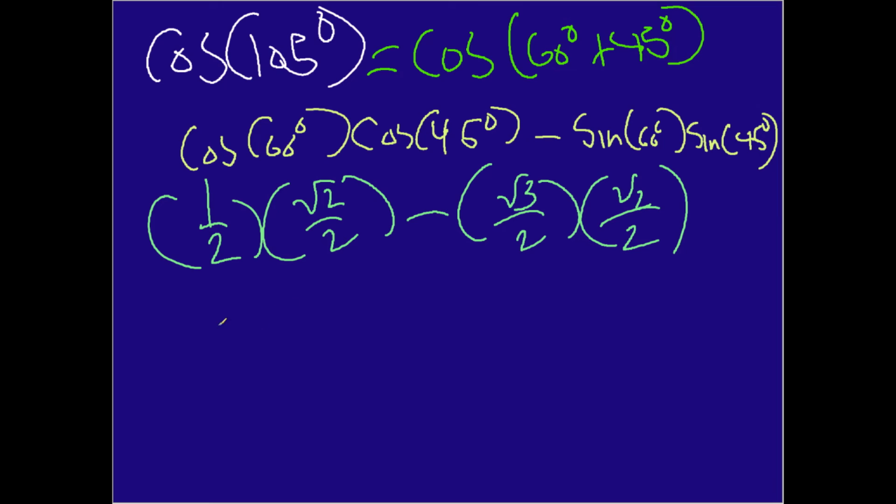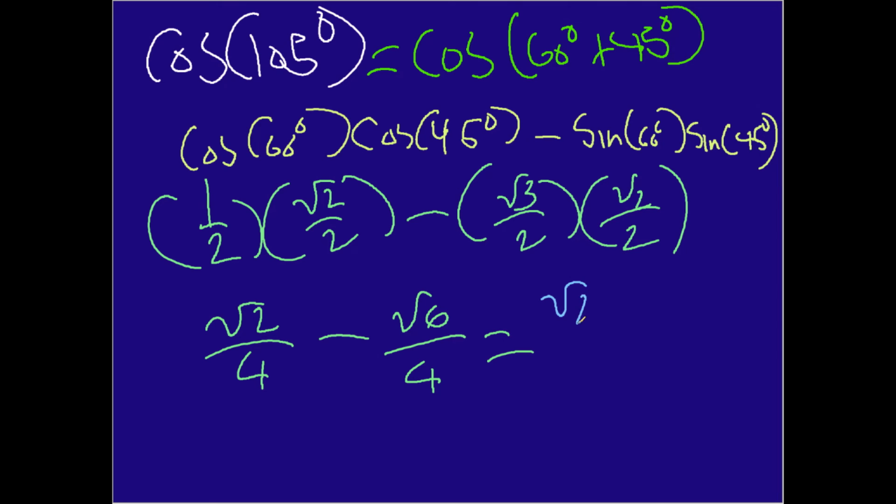1 times square root of 2 is going to be square root of 2 over 4, minus square root of 3 times square root of 2, which is square root of 6 over 4. And here's the punchline. This is going to be square root of 2 minus square root of 6 over 4. This is the cosine value, the exact value.